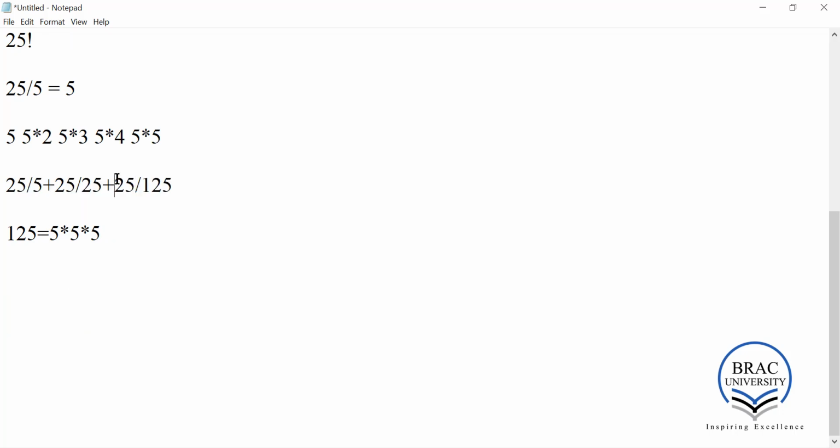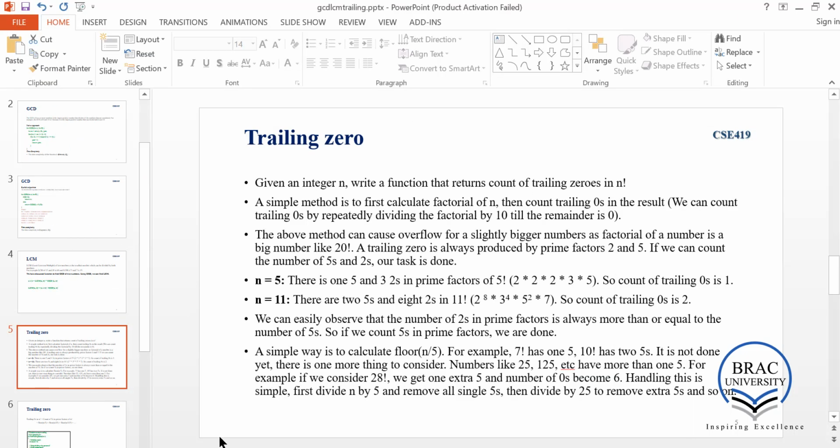So how many times will I divide the number by 5, 5 into 5, 5 into 5 into 5? When n is greater than or equal to this divisor, I will run a loop and divide by 5, 5 into 5, 5 into 5 into 5, and so on. When the number becomes less than this divisor, I will stop there. Let me show you the code.